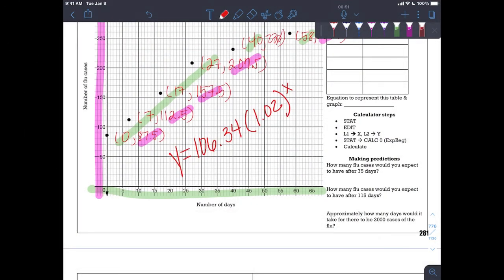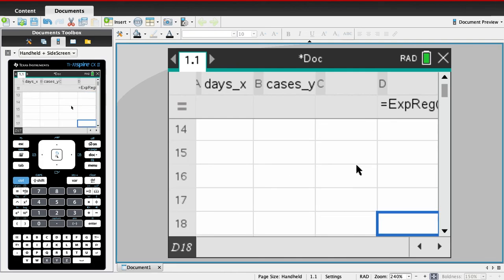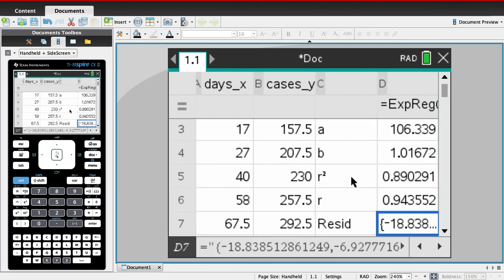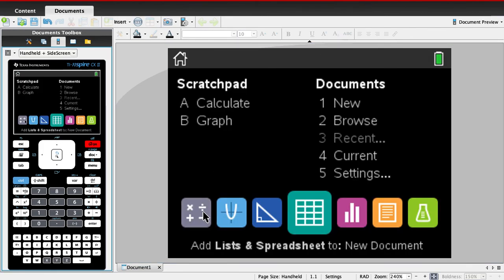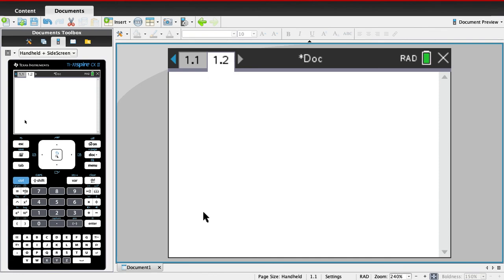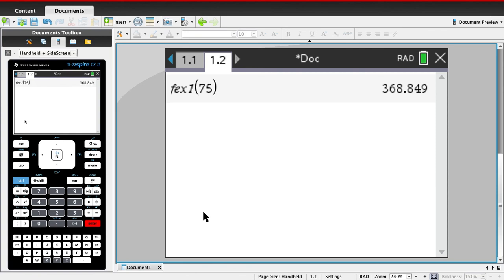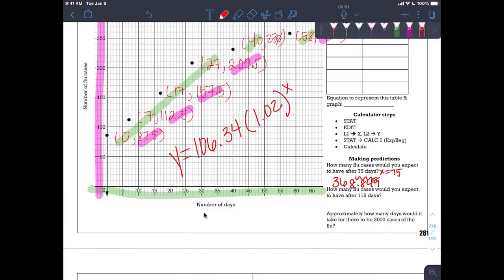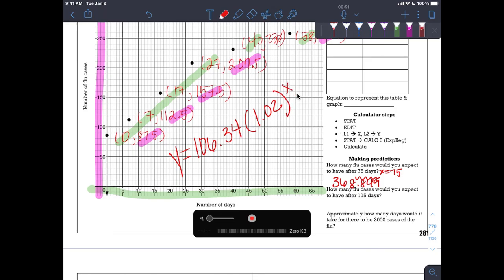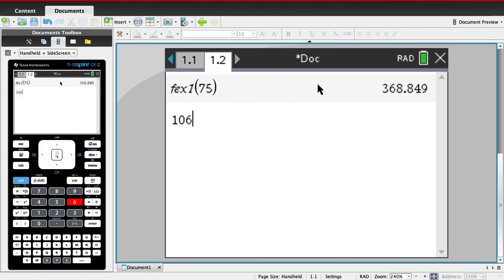How many flu cases would you expect after 75 days? They want to know when x is equal to 75. Back over here in my calculator, we stored this as f ex 1. So let's head over to my calculator screen and plug that in, f ex 1 of 75. I would expect approximately 368.849 cases. However, I want to verify that by doing it by hand. I would plug in my 75 up here. So I would say 106.34 multiplied by 1.02 to the power of 75.